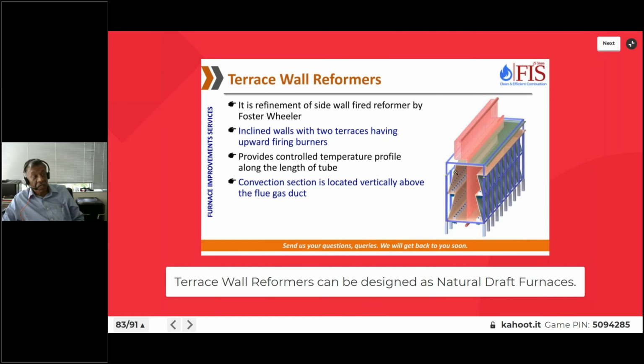Terrace wall is another design which was pioneered by Foster Wheeler, and it basically has terraces. Each terrace is about 10 to 12 feet. So we can have 2 terraces or we can have 3 terraces. Most of the reformers have 2 or 3 terraces, and that's where the burners are installed over here. And there you can see, the burners are firing along the refractory.